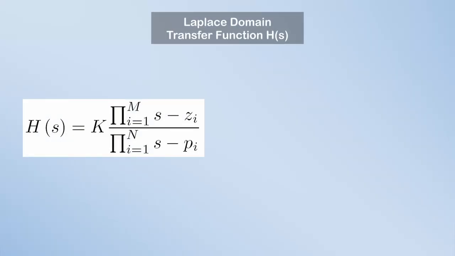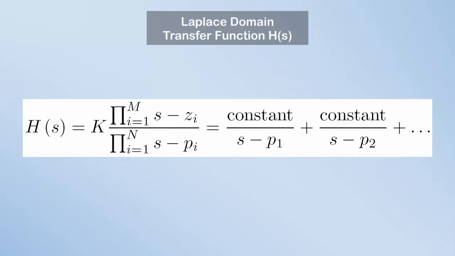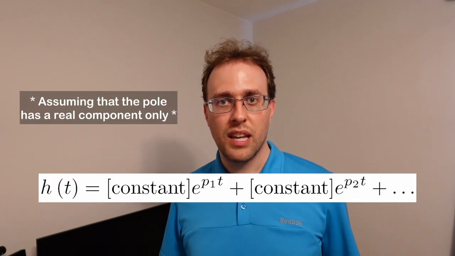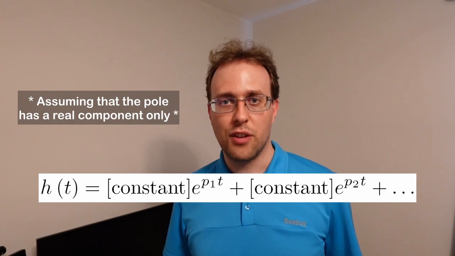And you can use partial fractions to rewrite the transfer function as a sum of fractions that all have constants in the numerators. If you apply the inverse Laplace transform, or refer to a table of Laplace transforms, then you'd see that the time domain impulse response is a sum of time-varying exponentials. The behavior of these exponentials depends critically on the pole values. Let's go over how. Generally, poles can be complex with real and imaginary components.